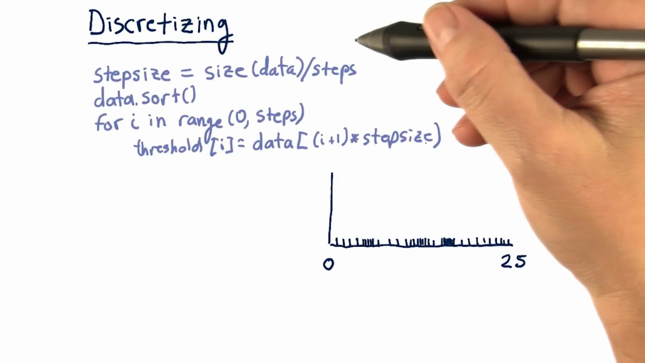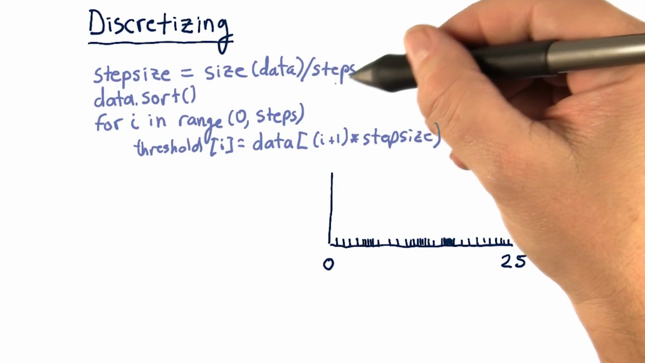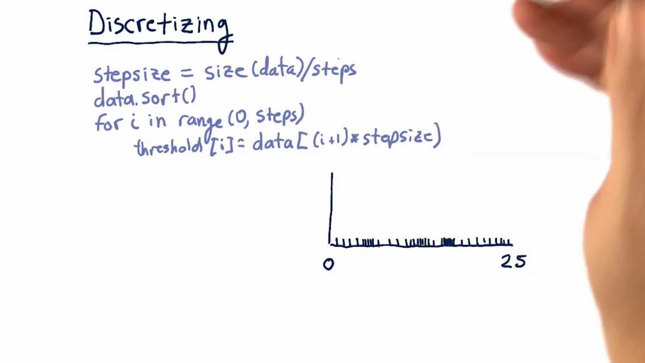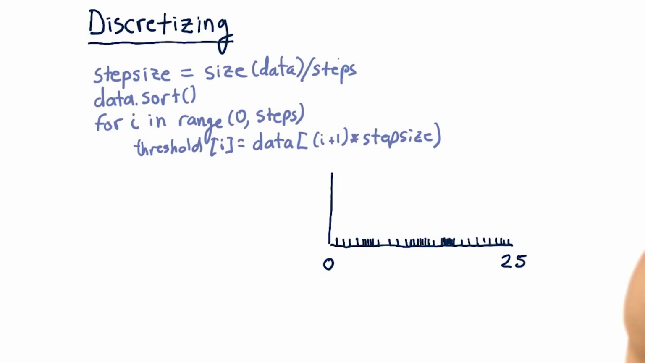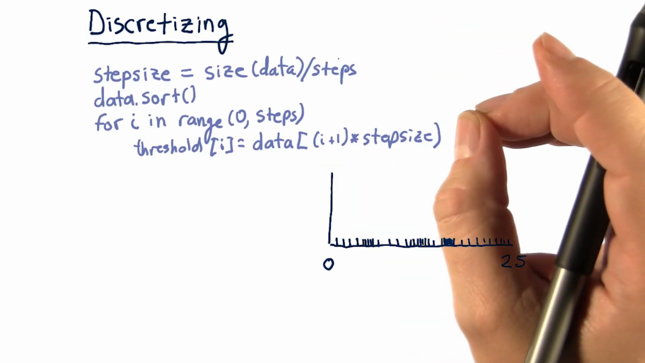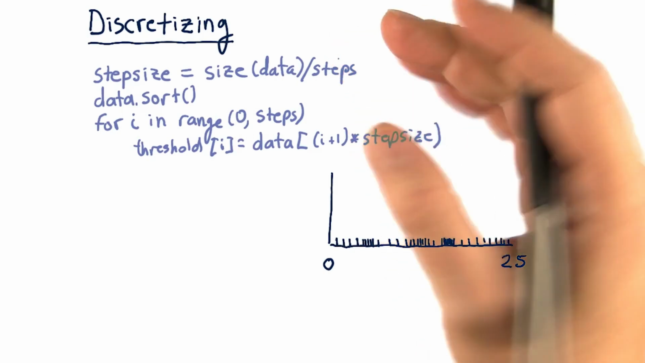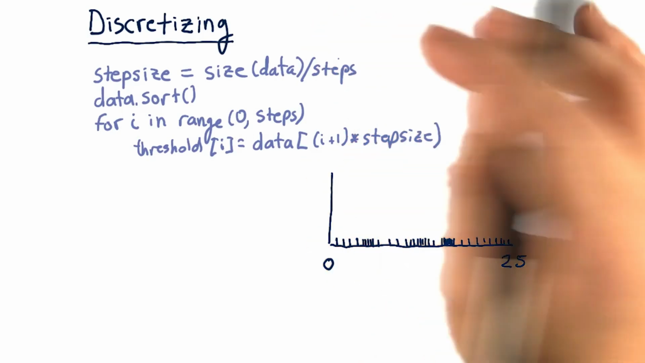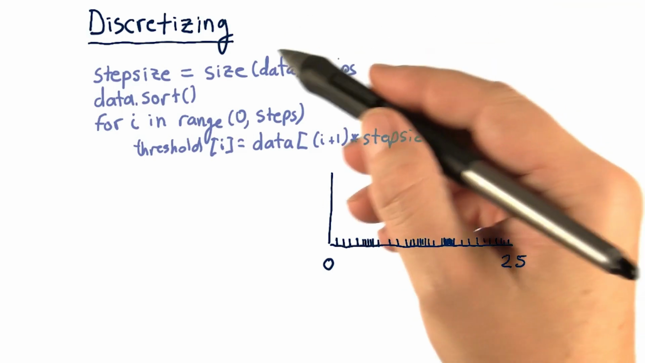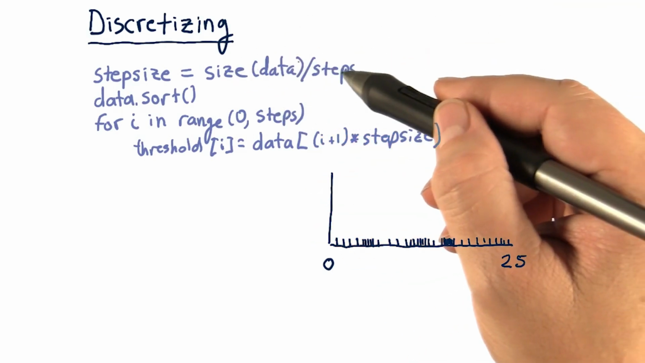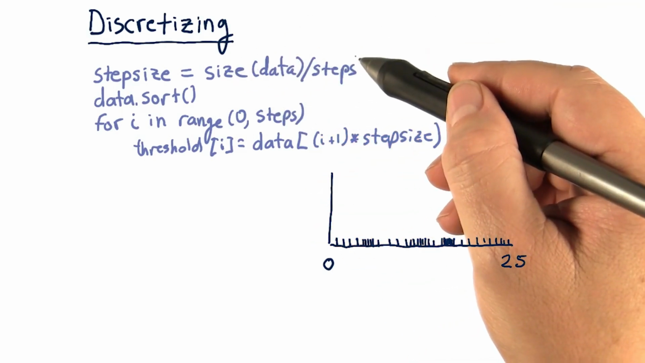So here's what we do. First thing is we determine ahead of time how many steps we're going to have. In other words, how many groups do we want to be able to put the data into. Like I said before, to have an integer between 0 and 9, we would use 10 in this case. So we divide how many data elements we have altogether by the number of steps.